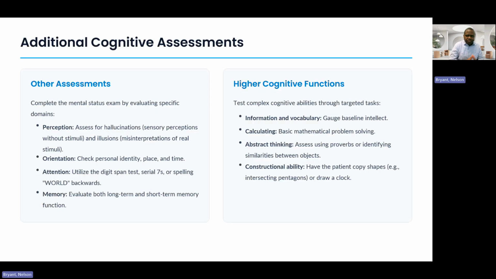So beyond the basic mental status, we perform cognitive assessments. For example, we can assess for perception or hallucinations. We talked about delusions, but also illusions. Mainly, we can check the orientation of our patients. We can use different techniques to assess for attention, for example, using series of seven. That's one of the most common, or spelling words backwards, which can be used as part of the mini mental status exam or Mini-Cog.